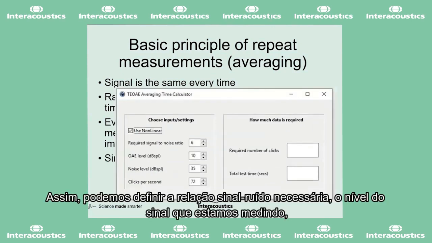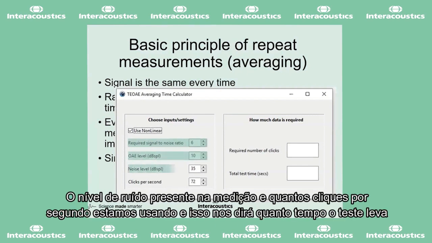So we can set the required signal-to-noise ratio, the level of the signal that we're measuring, the noise level that's present in the measurement, and how many clicks per second we're using. And that will tell us how long the test takes.